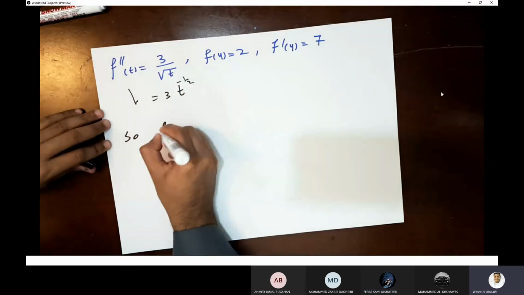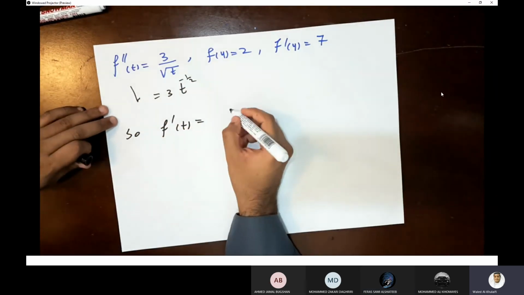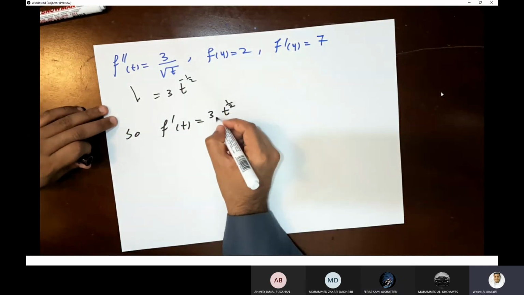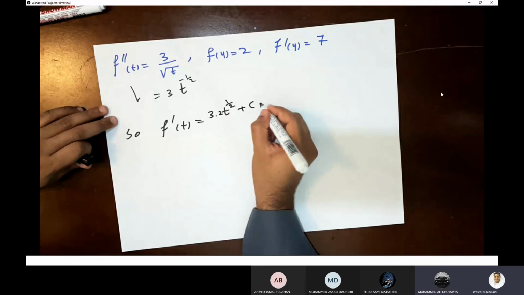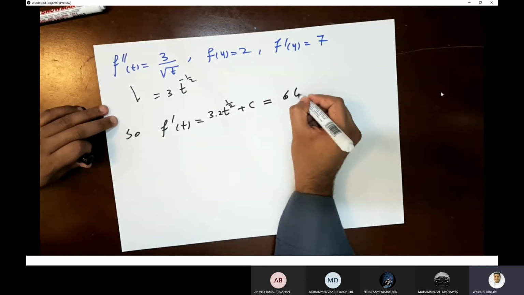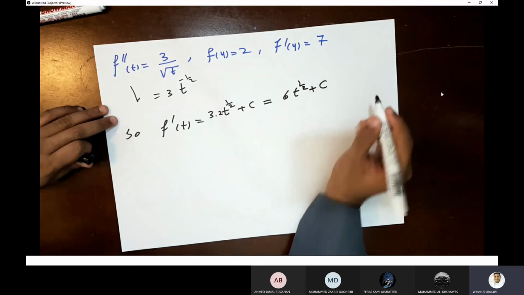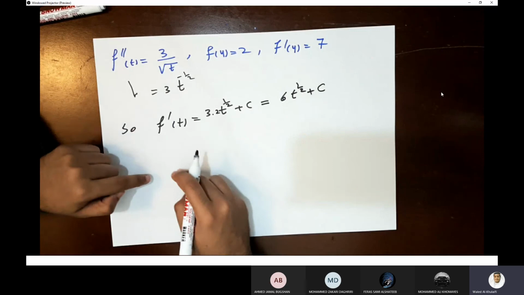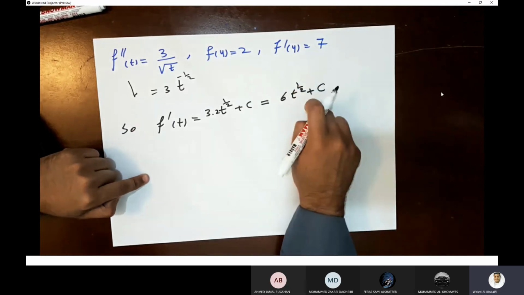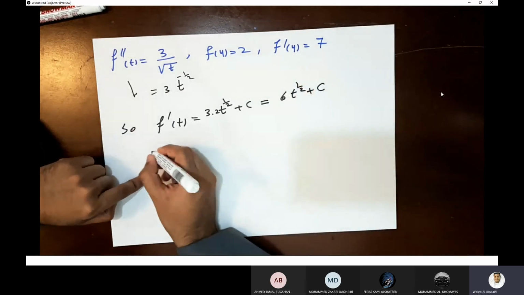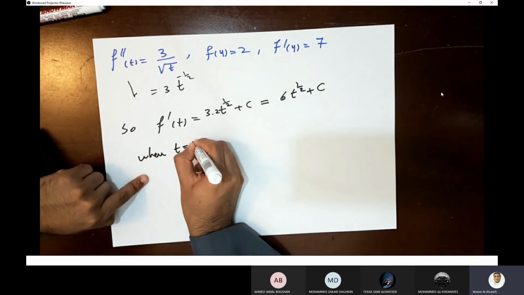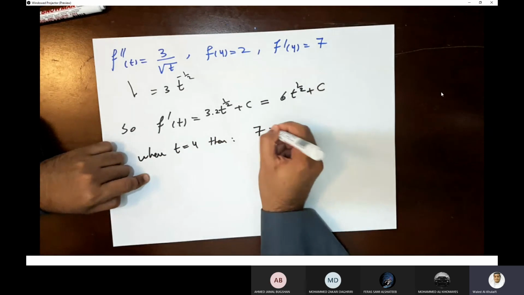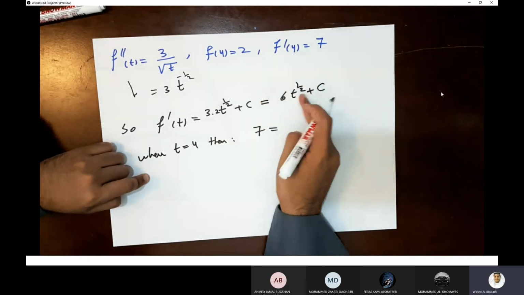So f prime of t becomes, طبعا في 3 هنا, t to the power, you add 1, so it becomes half times 2, right? Plus c. So this implies 6t to the power half plus c. Okay? طيب, before I go to the next antiderivative, you see this information, this is helpful in this step. So when t equals 4, what do you have? You have 7 equals, when you substitute 4 in this derivative, right?